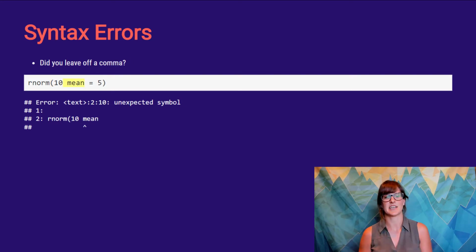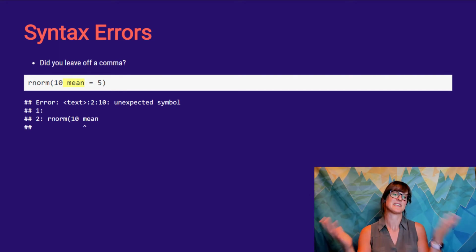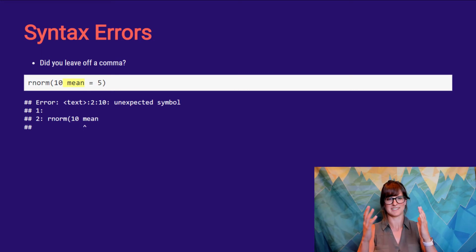Another common syntax error is commas. You might have caught this one. I hope you caught this one in your practice assignment. And so here we've got our first argument, which is 10, our second argument, which is mean equals 5, but alas, I have forgotten the comma between them. And so R is very confused. R has an unexpected symbol.